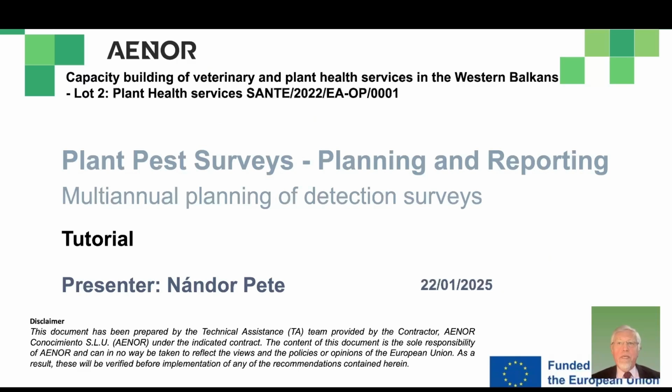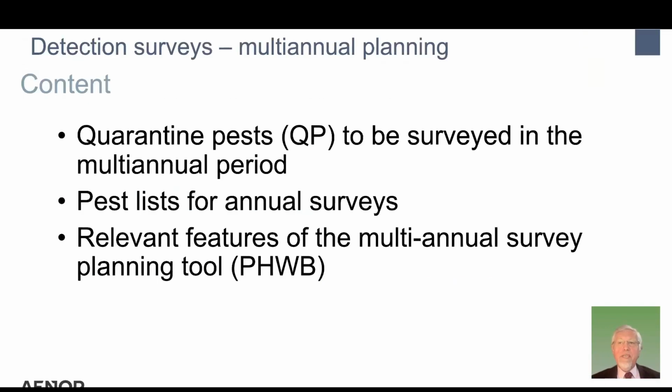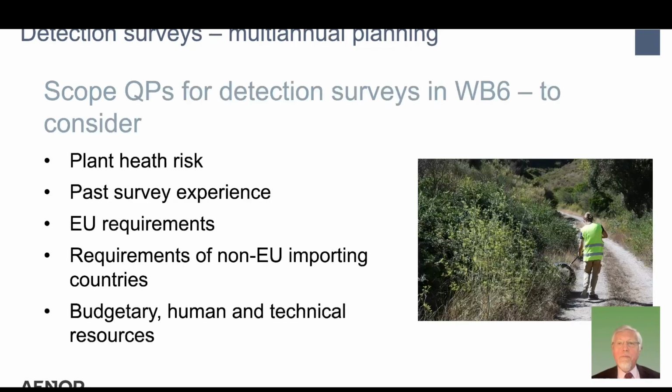This is a tutorial of the series Plant Pest Surveys, Planning and Reporting in Western Balkan 6. It intends to assist the multi-annual planning of detection surveys. The tutorial will inform you about what shall be considered while establishing the list of pests to be surveyed in the multi-annual period, and then how to create the pest list for annual surveys. Thereafter, the relevant features of a planning tool will be shown.